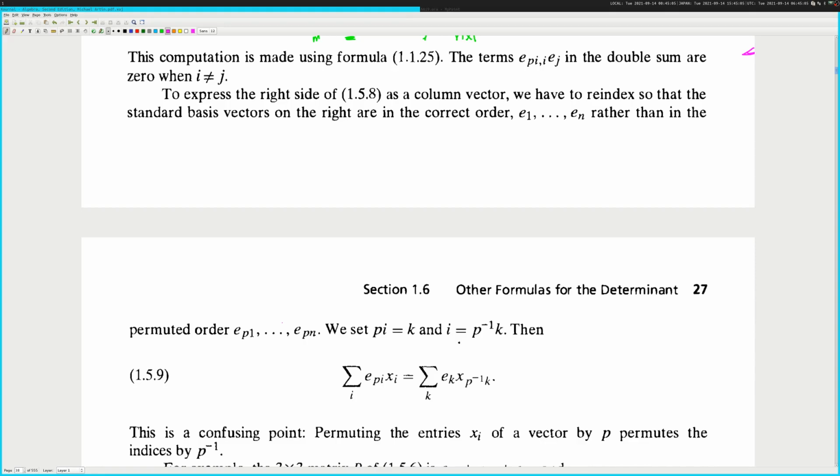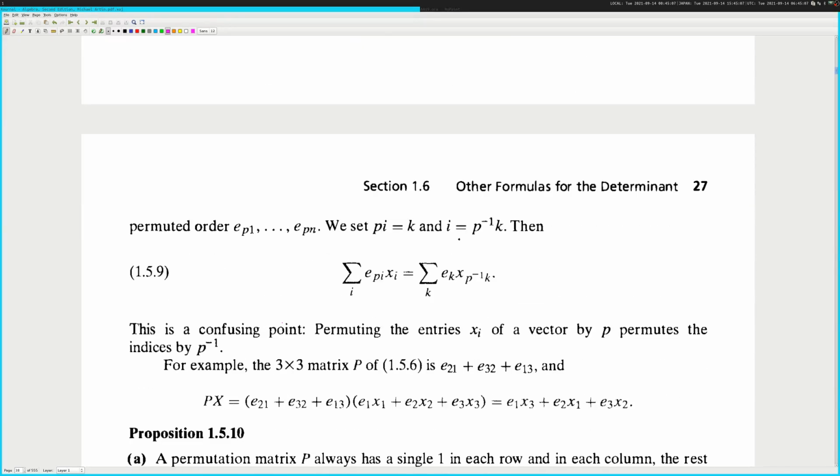Then, right, okay, then this is just an identity. The sum over i of E_{P(i)} x_i is equal to the sum over k of E_k x_{P^{-1}(k)}. Remember, since it's a bijective mapping, you can do that inverse thing. E_k x_{P^{-1}(k)}. This is a confusing point. Permuting the entries x_i of a vector by P permutes the indices by P inverse.